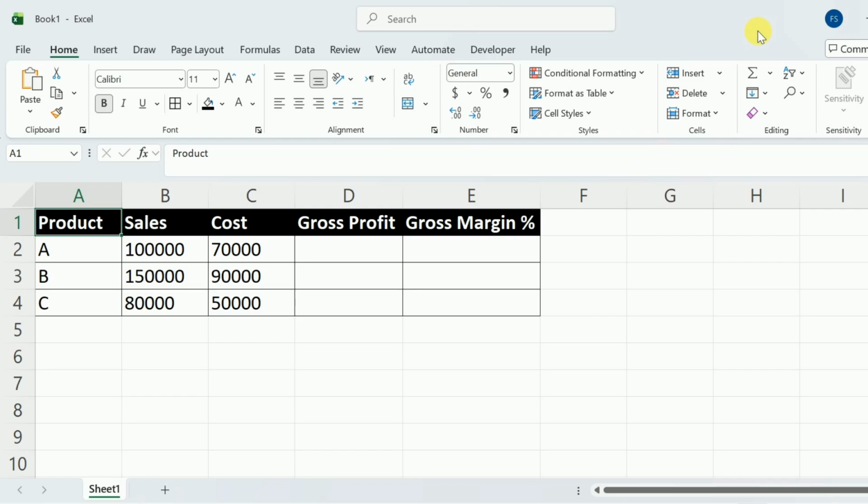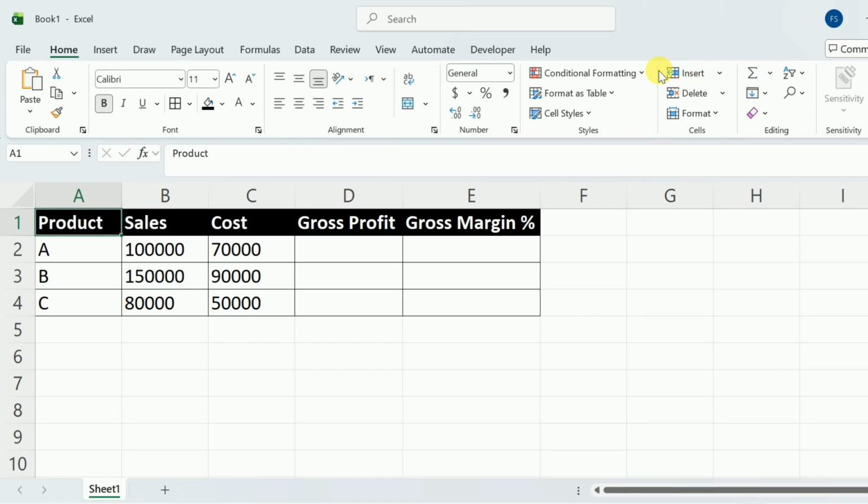We have 3 products. For each product, we know the sales revenue and the product cost. You can think of sales revenue as the money earned from selling the product and cost as the amount spent to purchase or produce that product.